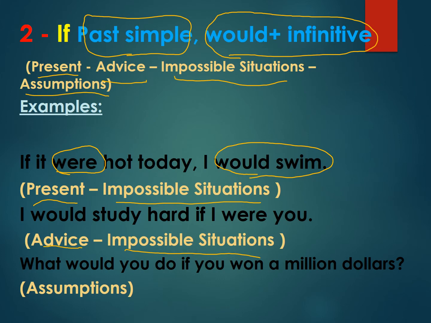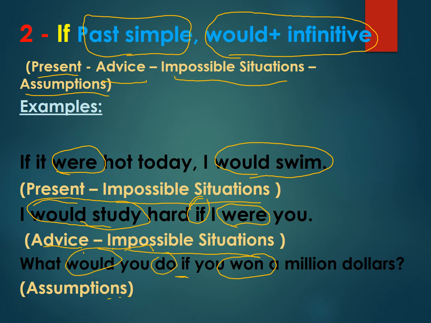Here we have if in the middle of the sentence. Then the if clause is in the past simple, and the main clause includes would plus infinitive. The last example here is, what would you do if you won $1 million? This is an assumption. Okay. What would you do if you won? Again, we have if in the middle, followed by the if clause, past simple. Then here we have would plus infinitive. Would do.